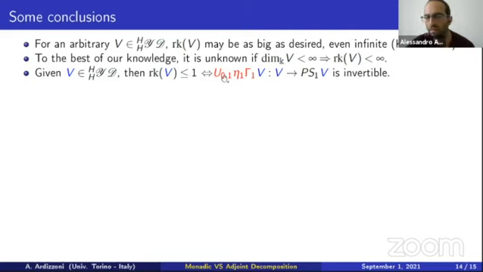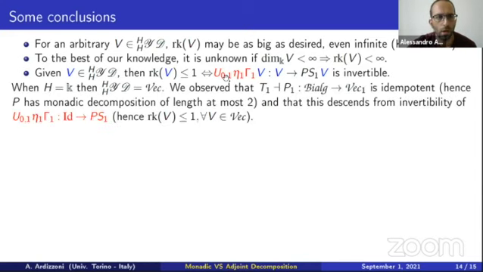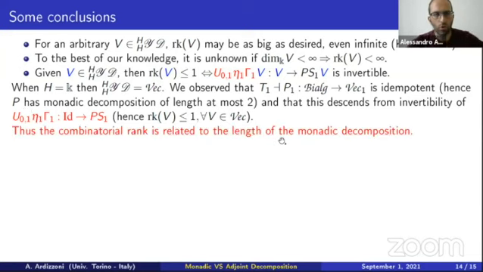This one is exactly the natural transformation we were looking for at the very beginning, when we said that T1 P1 is idempotent because of the invertibility of this red morphism. So this invertibility gives that the rank of any vector space is less or equal to 1, and this idempotency gives monadic decomposition of length at most 2. So we have a connection between rank and monadic decomposition.